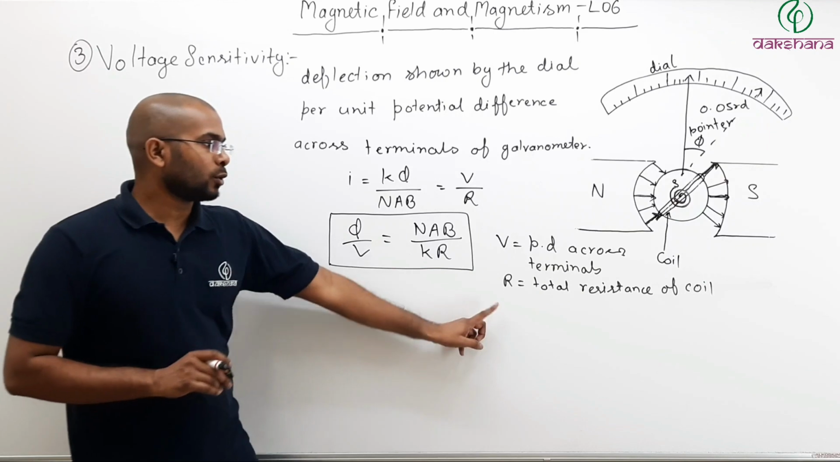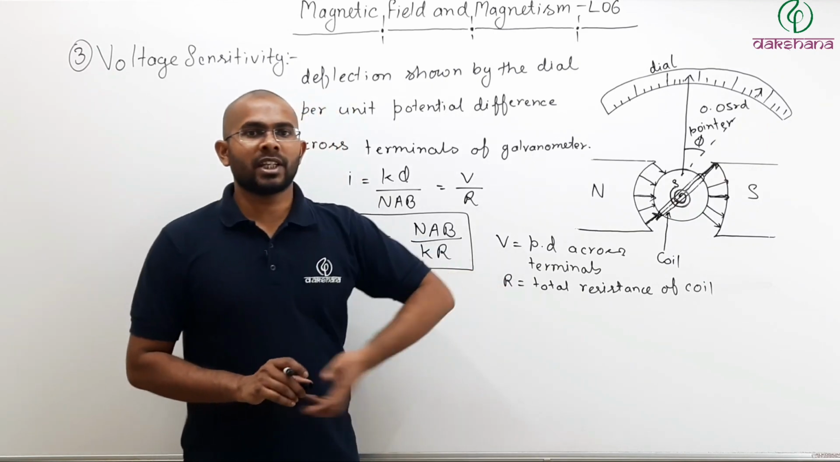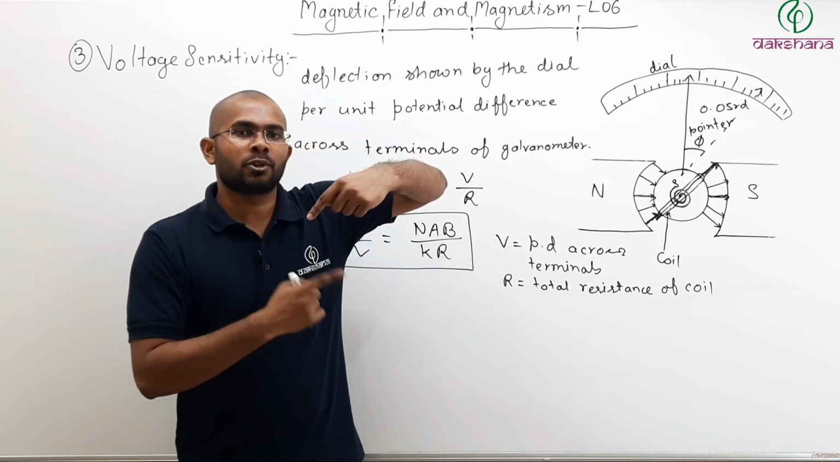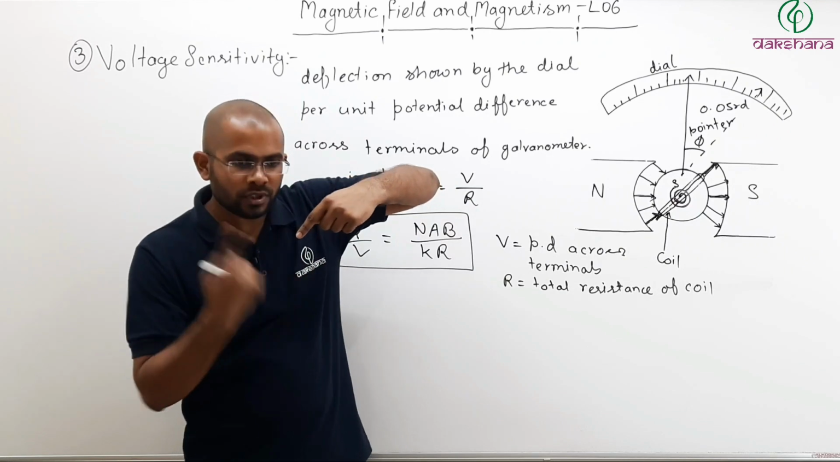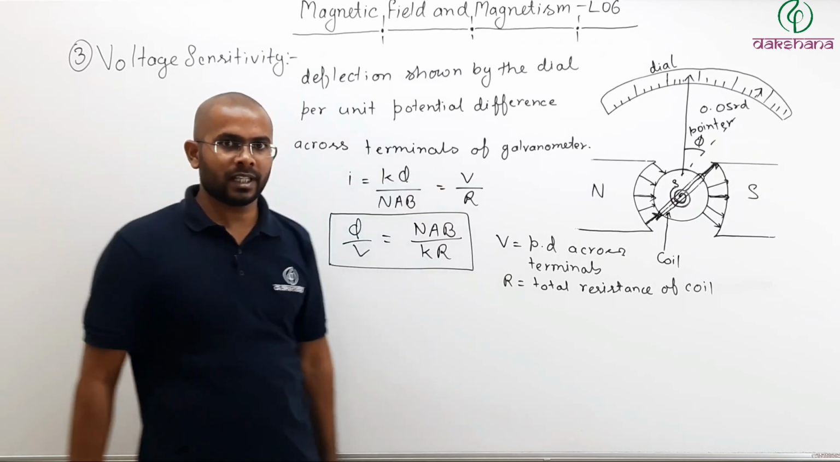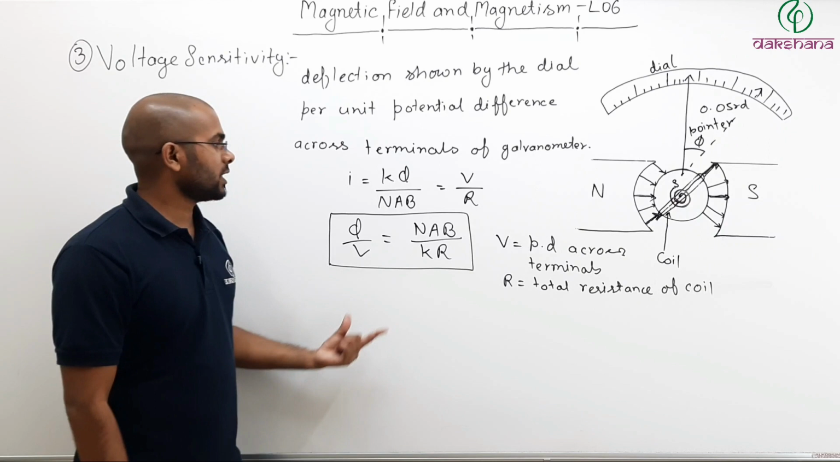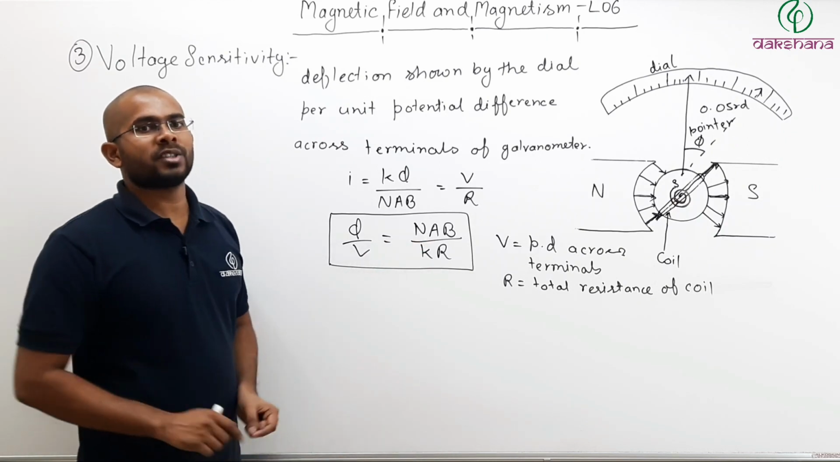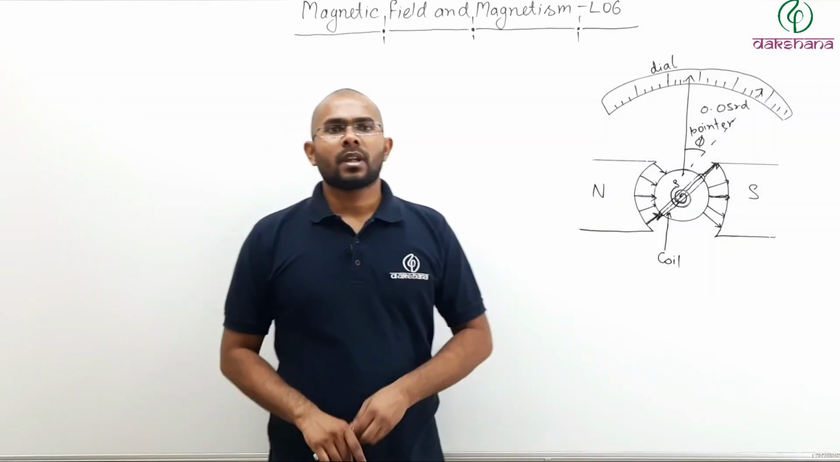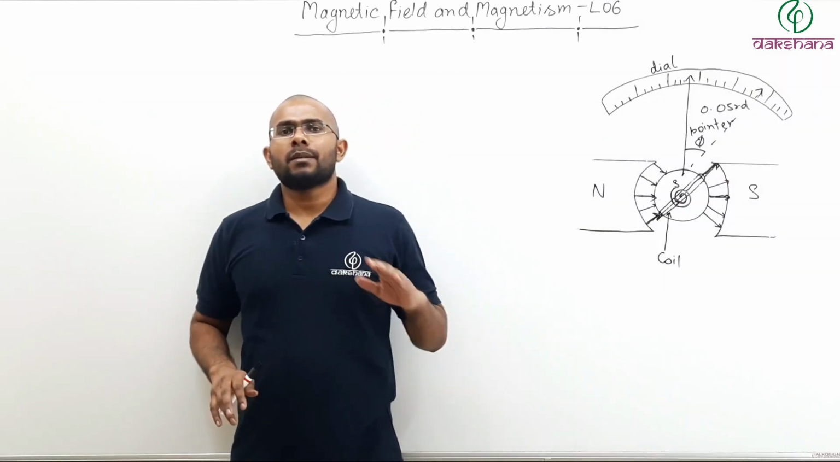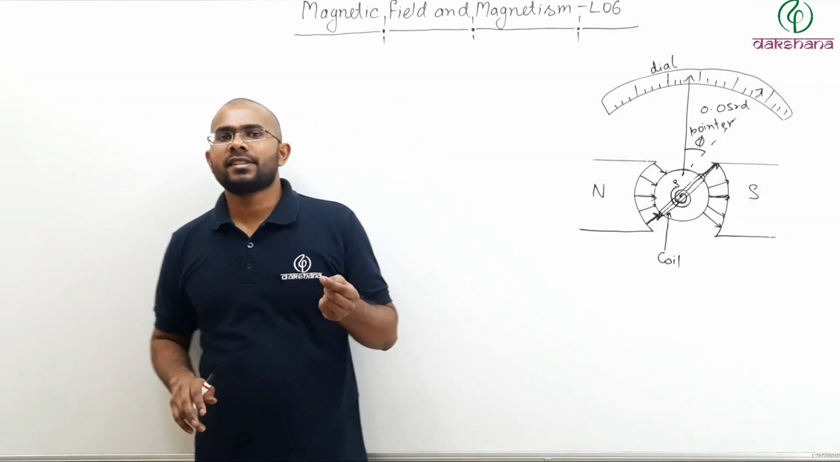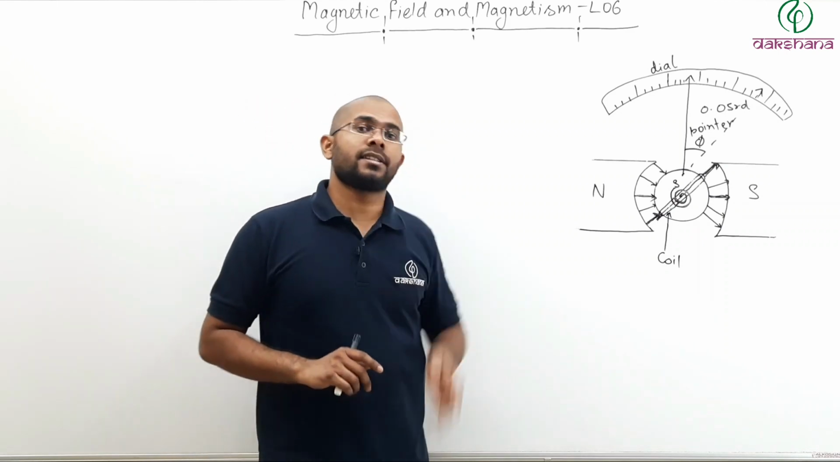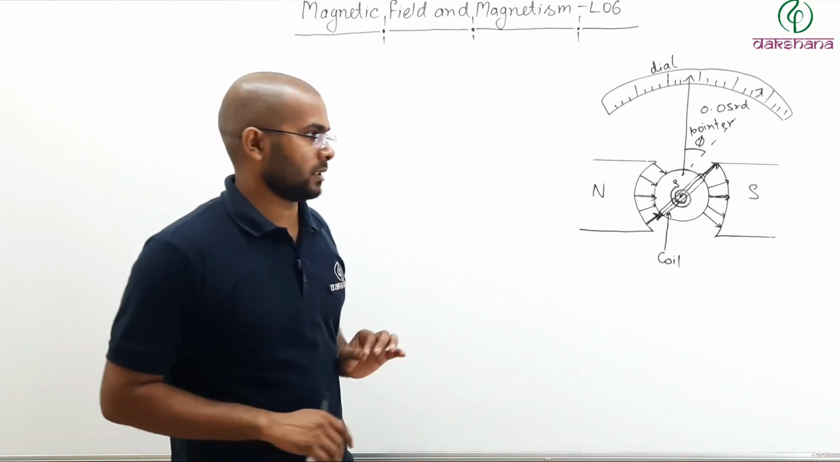And R is the total resistance of your coil, meaning there are 100 turns. So R is the total resistance of those 100 turns of wire, that total resistance. So phi by V is equal to NAB divided by K times R. You can pause the video and note it down. Now let us try to compare voltage sensitivity and current sensitivity of a galvanometer.